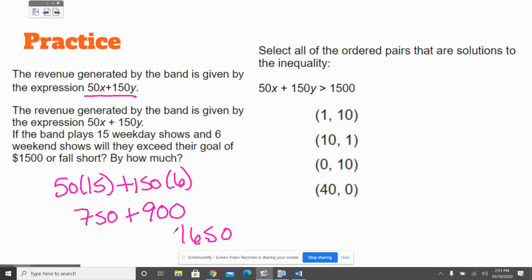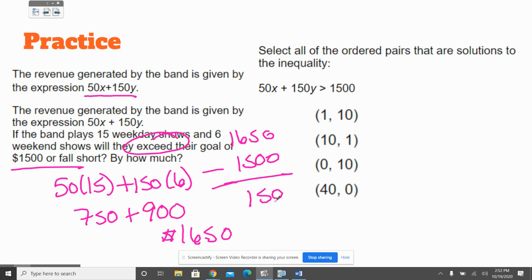So did they meet their goal? Yeah, they did. They met their goal, and they actually exceed it. How much do they exceed it by? The goal was 1500, so 1650 minus 1500 would be $150. They exceeded it by $150.